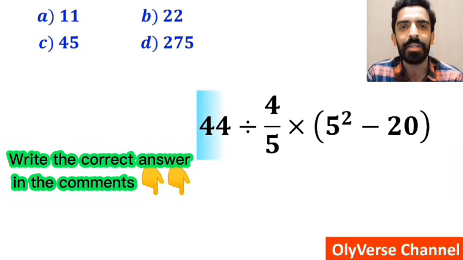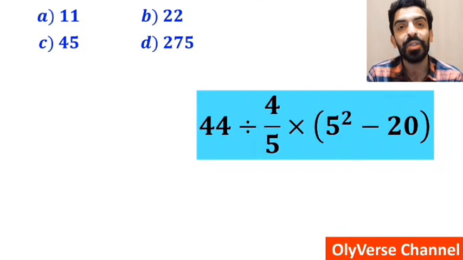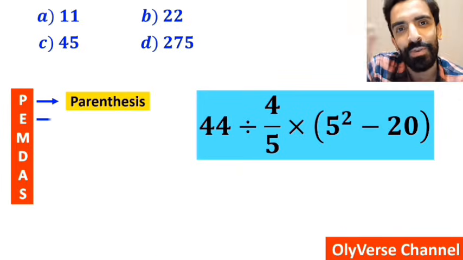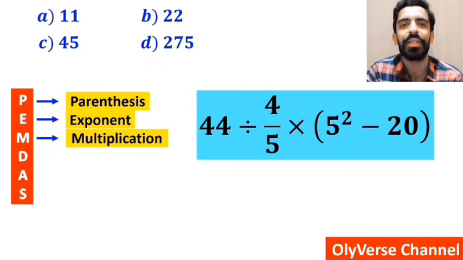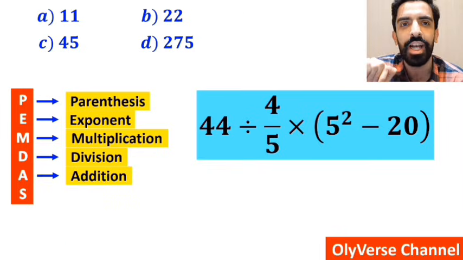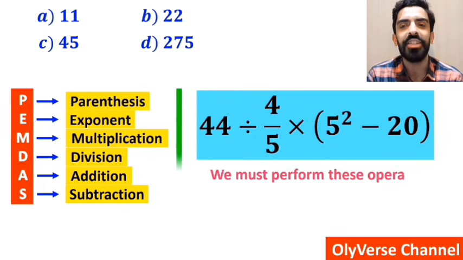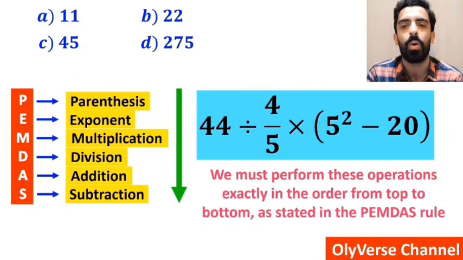Alright, now let's go step by step together and show you how to solve this expression properly. To solve this question, we need to follow the PEMDAS rule step by step. In this rule, P stands for parentheses, E stands for exponent, M stands for multiplication, D stands for division, A stands for addition, and S stands for subtraction. We must perform these operations exactly in order from top to bottom as stated in the PEMDAS rule.